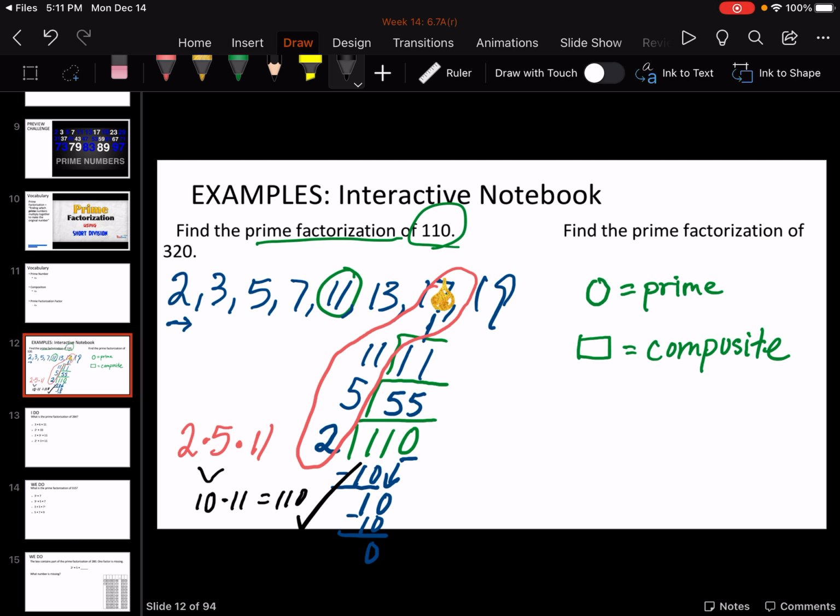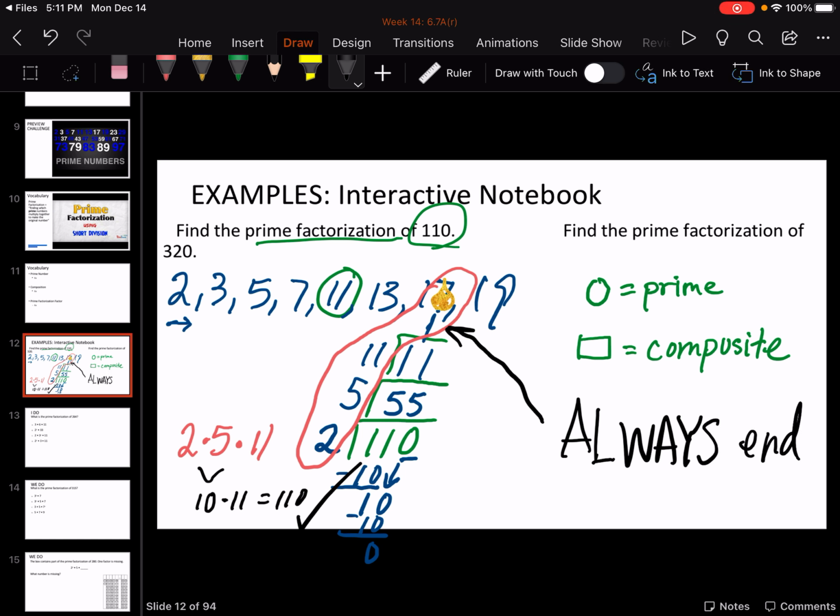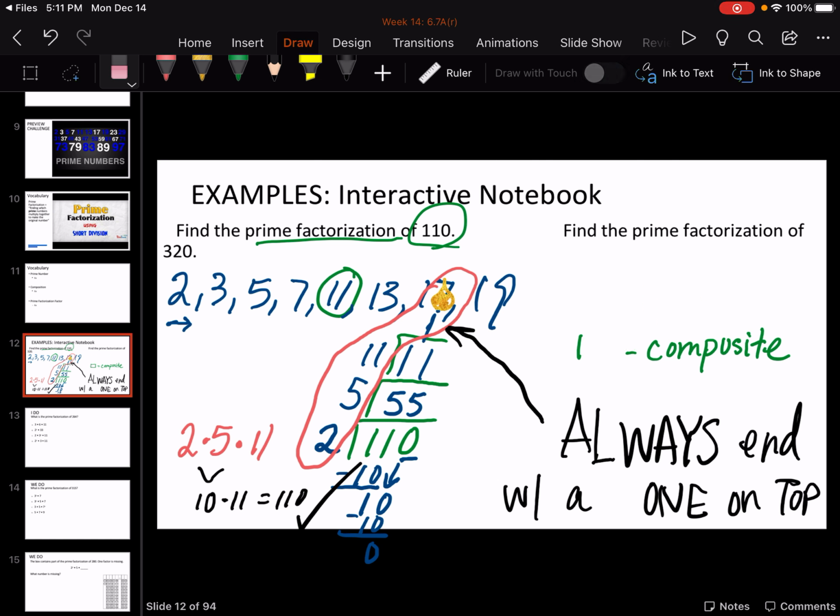Make sure when you do this cake method that you always end with a 1 on top, like a candle. Also, you did not need this, so I forgot to erase that from the previous example.